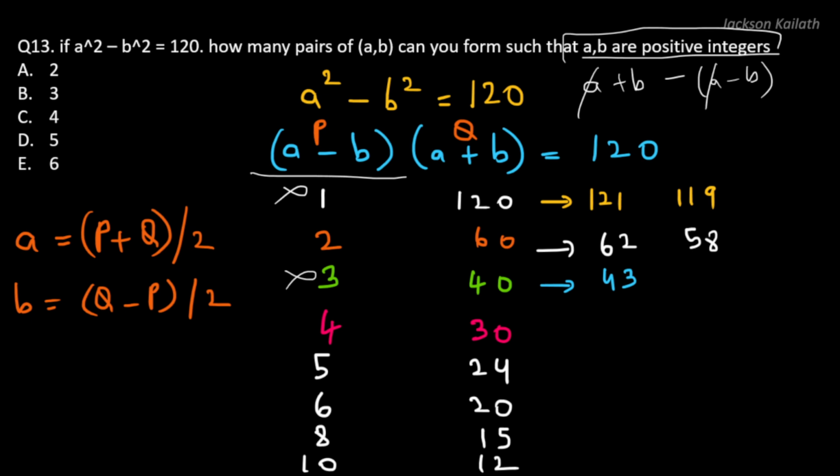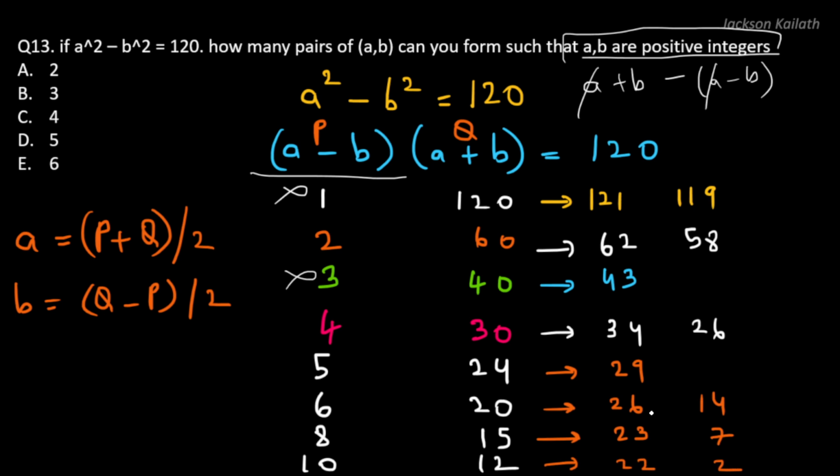What about 4 and 30? So you get 34 and 26, which is fine, right? Because both of these are divisible by 2. And in the next case, you get 5 plus 24 as 29, so that is not fine. And after that, you get 26 and 14. So these two are divisible by 2, so that's good. And then you have 8 and 15, right? So that's 23. So again, it's not divisible by 2, so this is also out. And over here you have 10 and 12, so that's 22 and 2. These two are divisible by 2, so yes, that's valid.